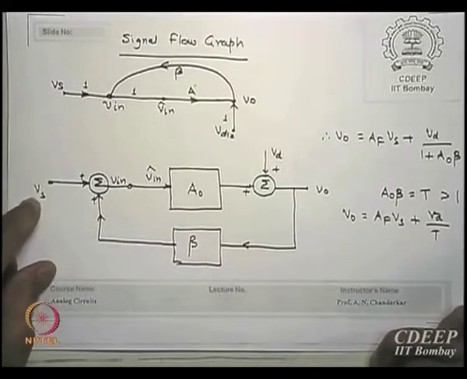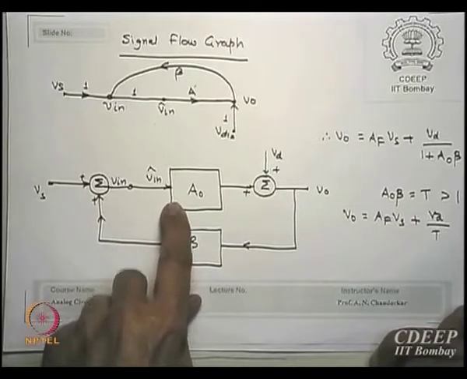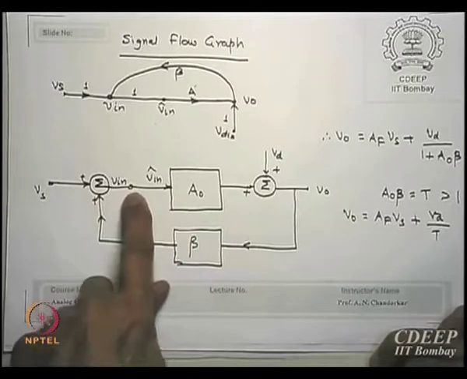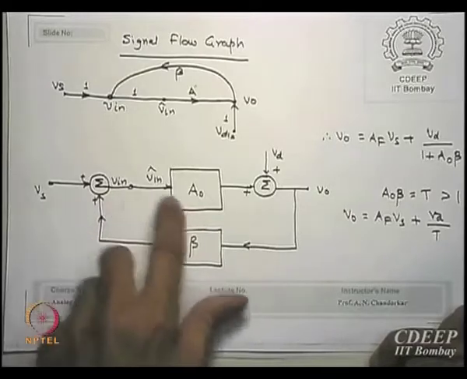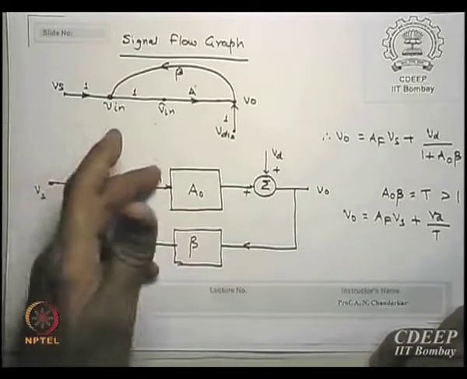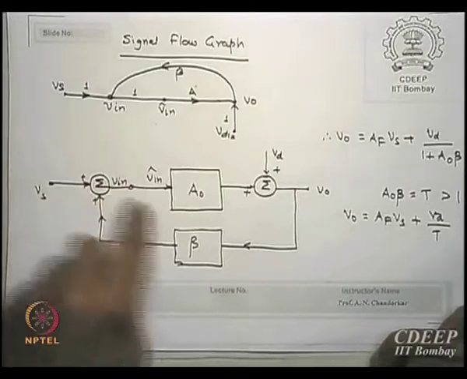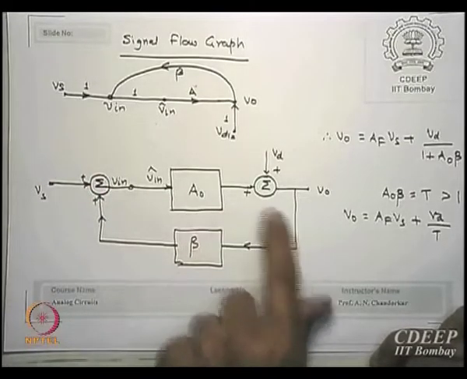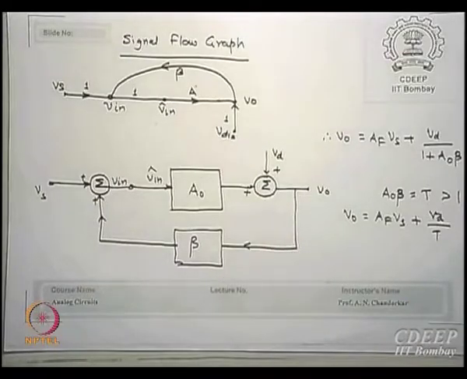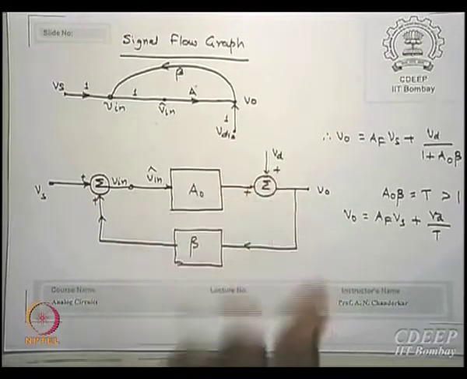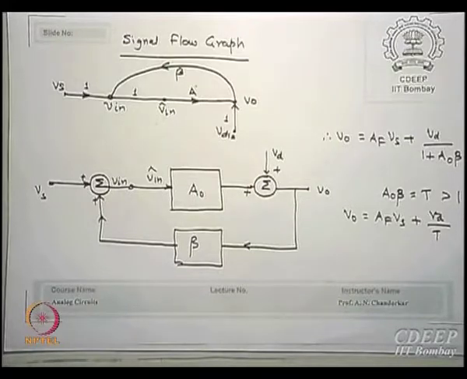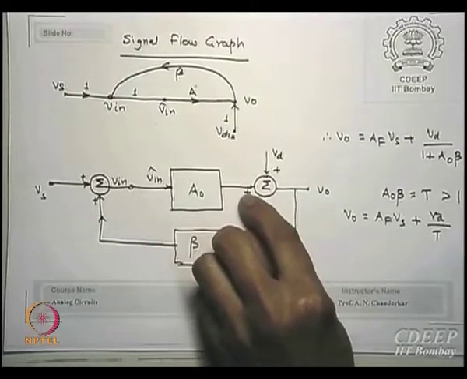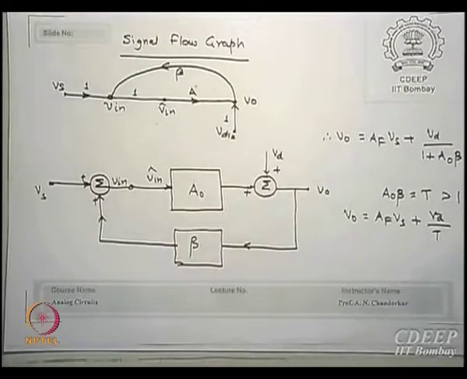This is my signal Vs, input to A0, the output of this is some Vin, and from Vin to input of signal we will say it is Vin hat. Then there is the amplifier A0, and let us say all distortions are taken care of as a noise at the output. All distorted outputs are taken as an equivalent of a Vd noise at that point. So whatever is coming from the amplifier will be added by this Vd.